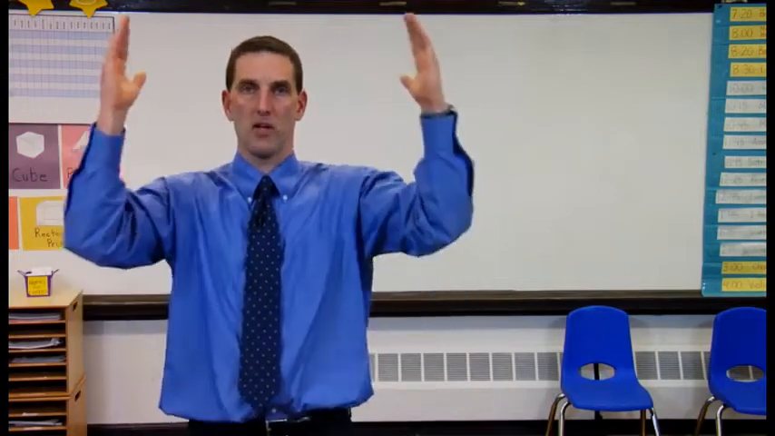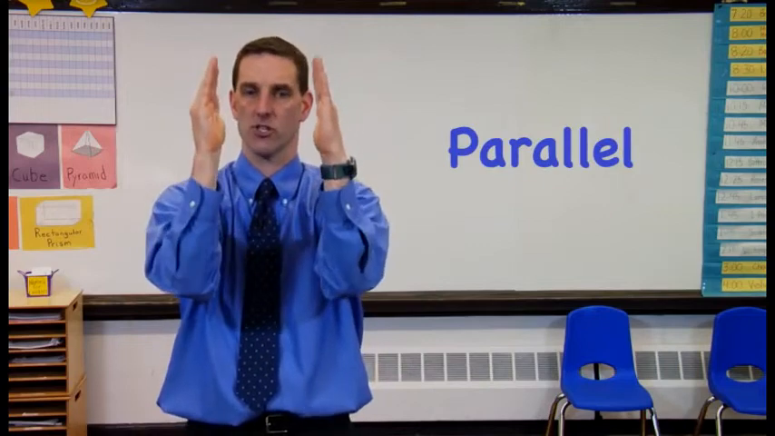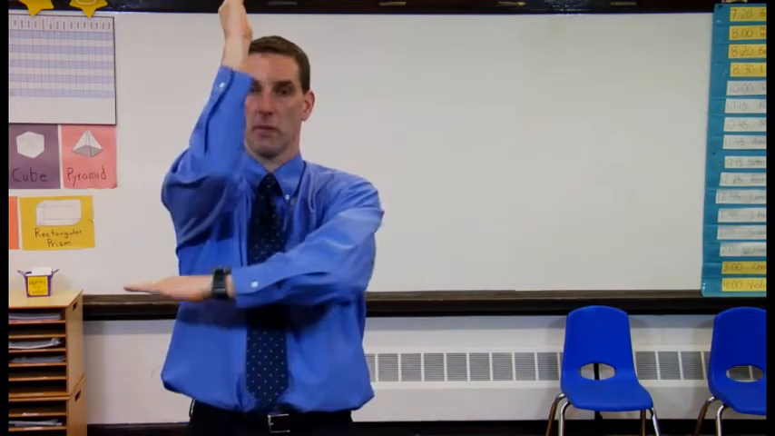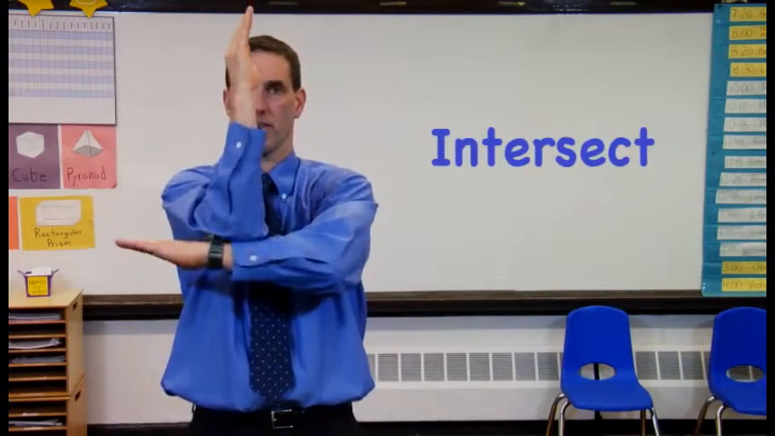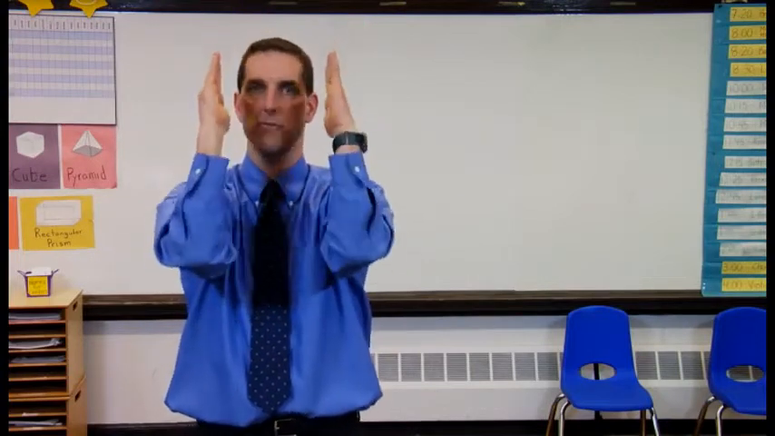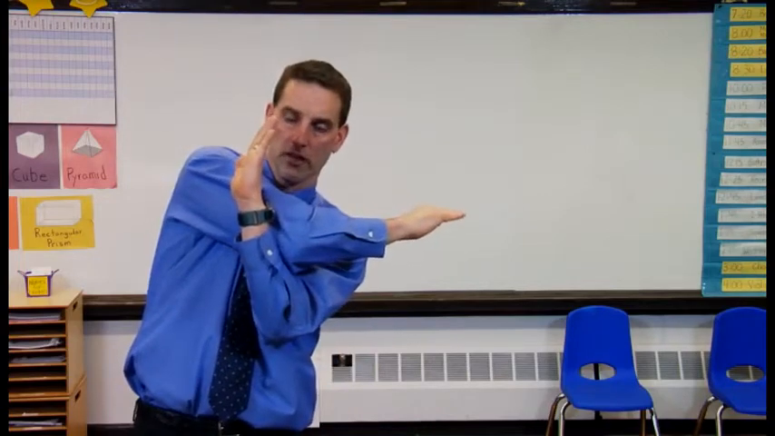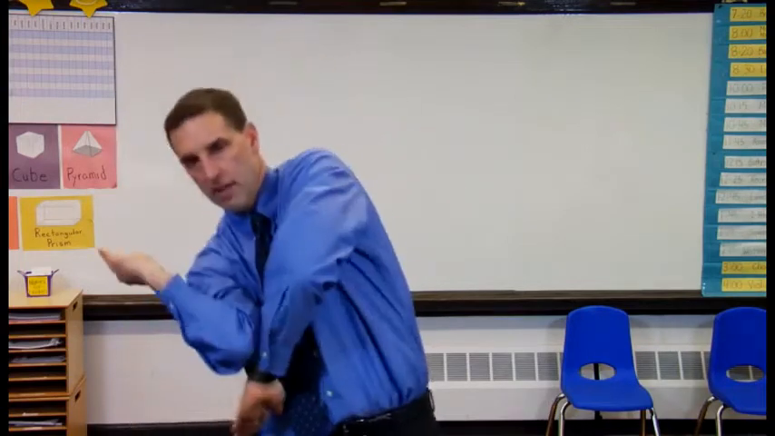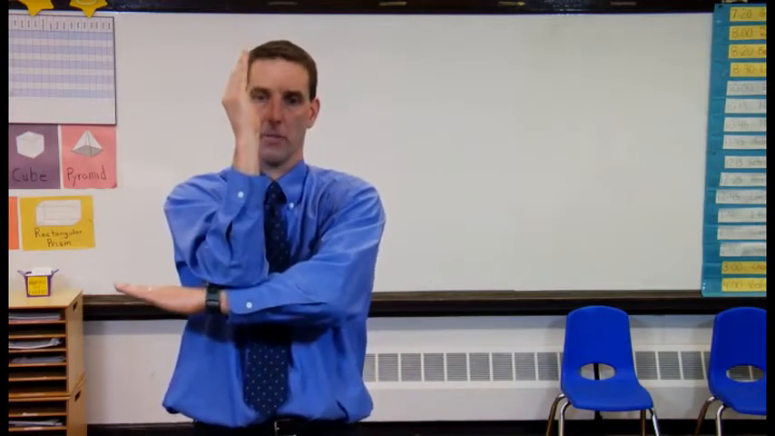The first word is parallel. Usually I get my hands right out here. Parallel, they never intersect. This becomes perpendicular, and this is intersect. So we've got the same big ideas that we did in the younger grades: parallel, intersect, perpendicular. And I also usually turn it sideways like this, perpendicular, and like this, just so they can see it doesn't have to always be in this position to be perpendicular.